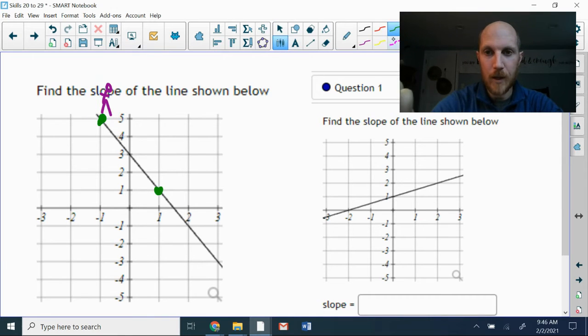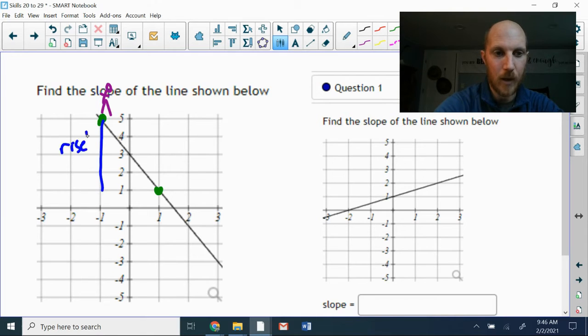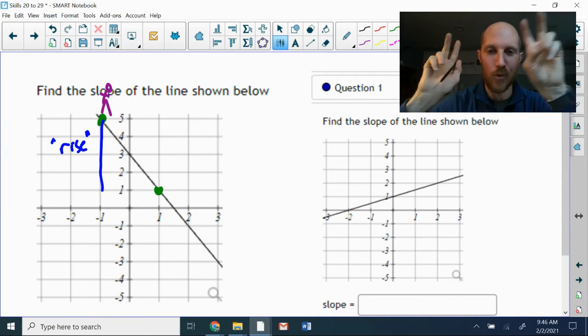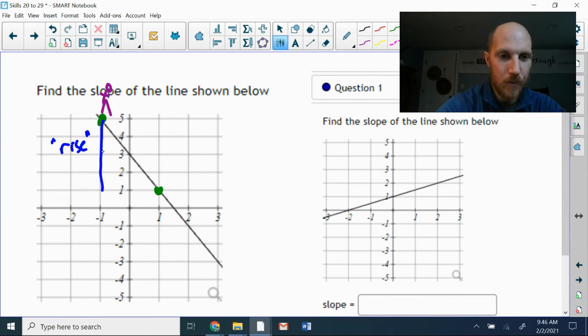And I'm going to count spaces from the first green dot to the second green dot. I'm going to count how many spaces on the graph I would go up or down, and that'll be the "rise." I'm putting that in quotation marks because in this case I'm actually not rising, I'm going down, but that still is the rise. So 1, 2, 3, 4. Since I went down, I'm going to make it a negative, and it was 4 spaces.